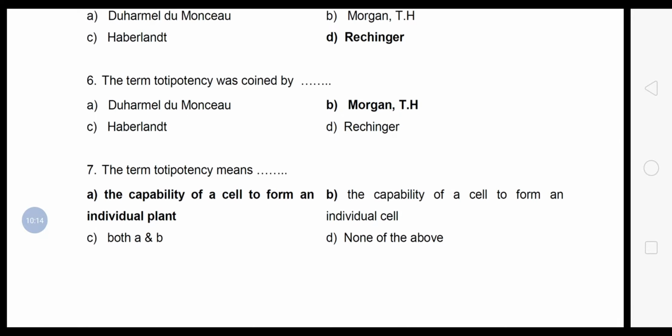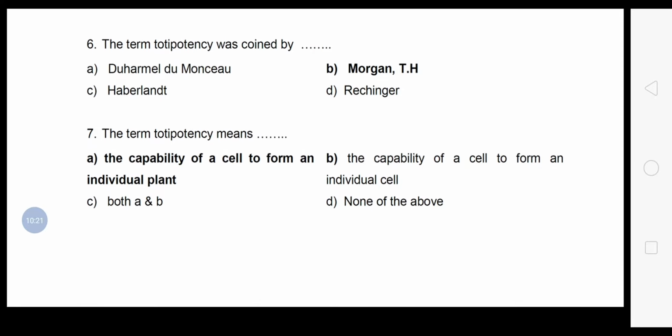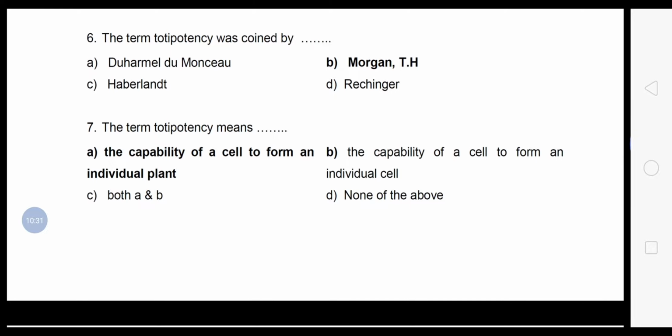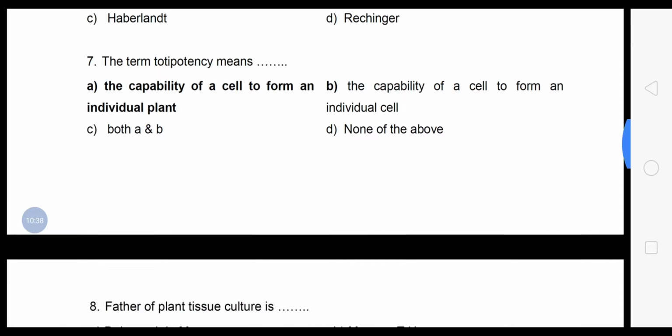The term totipotency was coined by somebody else. Here, Morgan is not the scientist. It is given wrongly. I'll confirm and let you know. The term totipotency means the capacity of a cell to form an individual or complete plant.